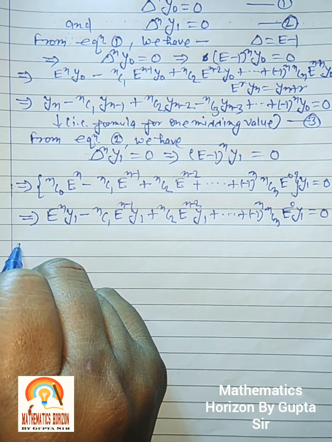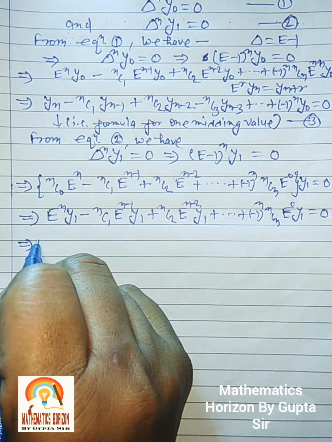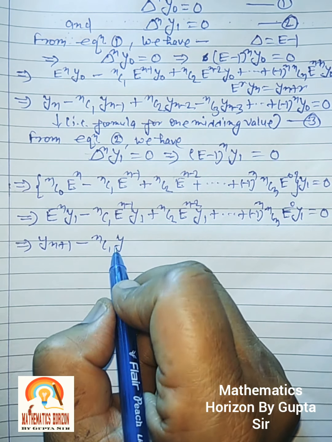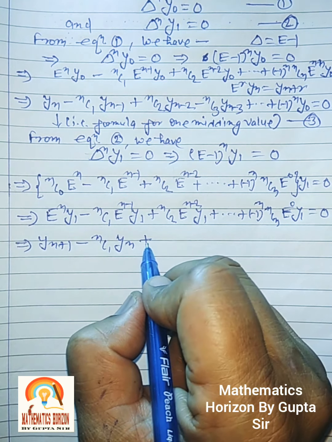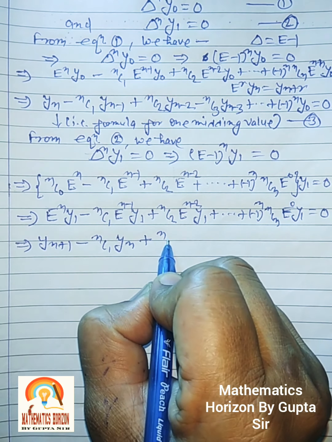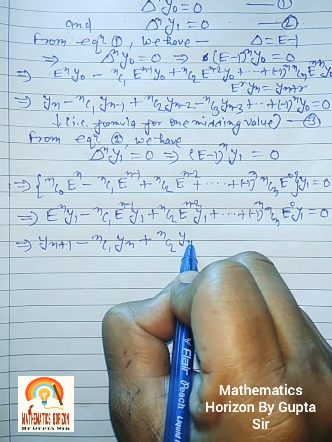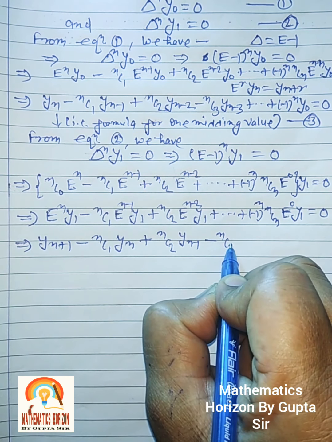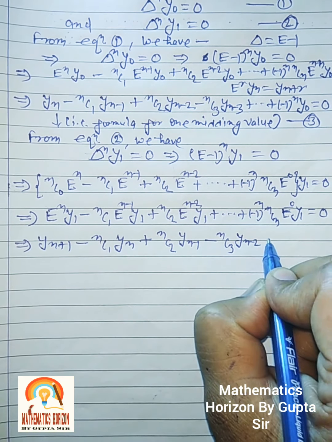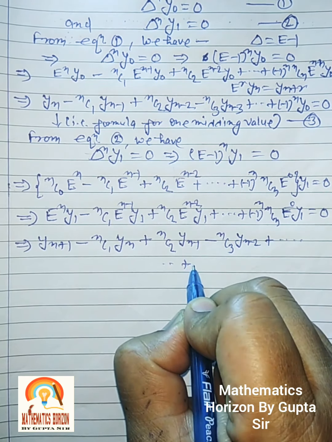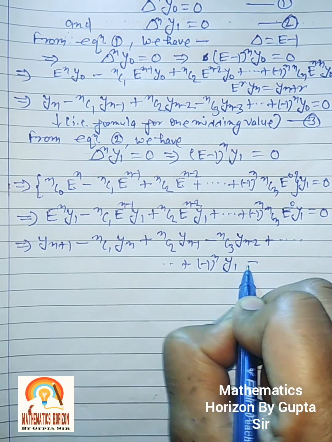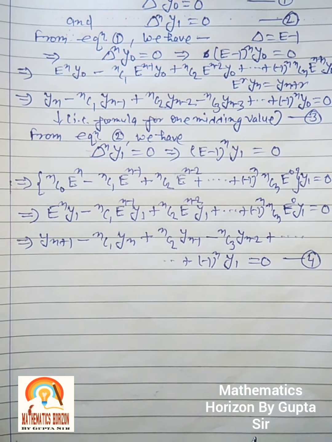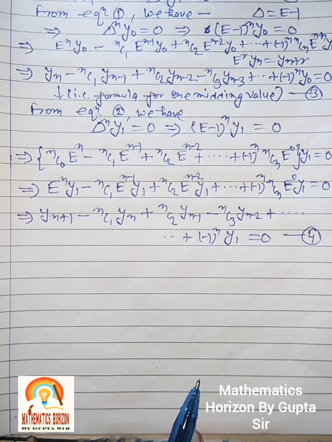Then what we can write here? That is, here we have y(n+1) minus nC1 y_n plus nC2 y(n-1), minus nC3 y(n-2) up to minus 1 to the power n y1 is equal to 0. Suppose this is equation number 4.